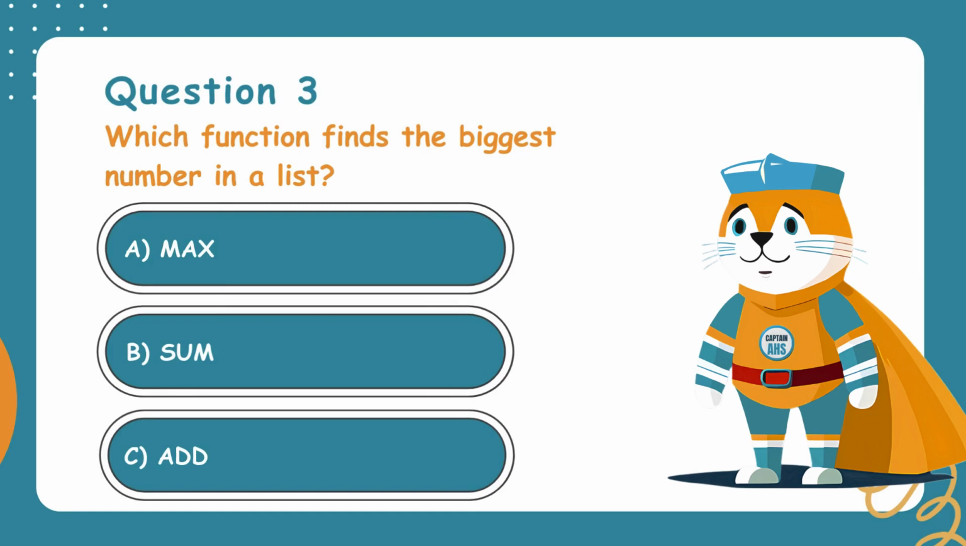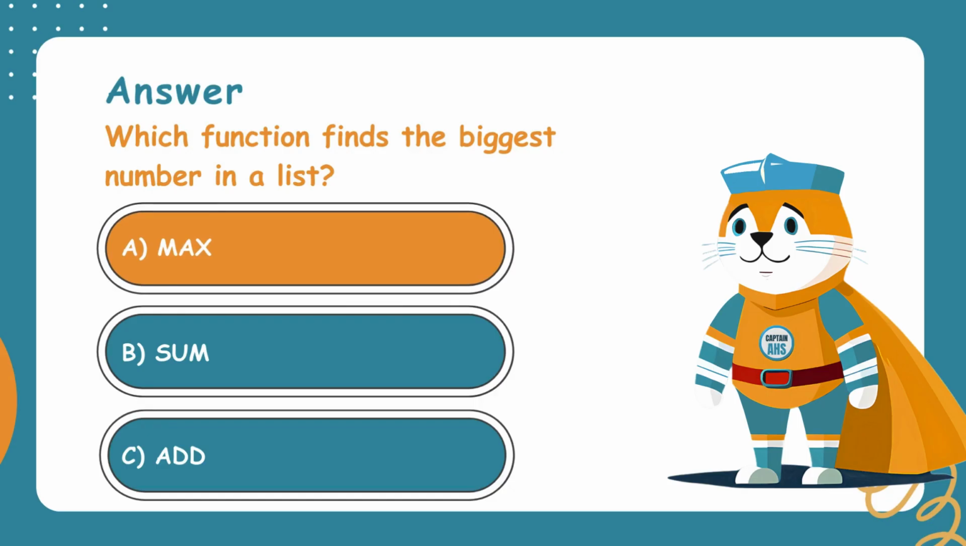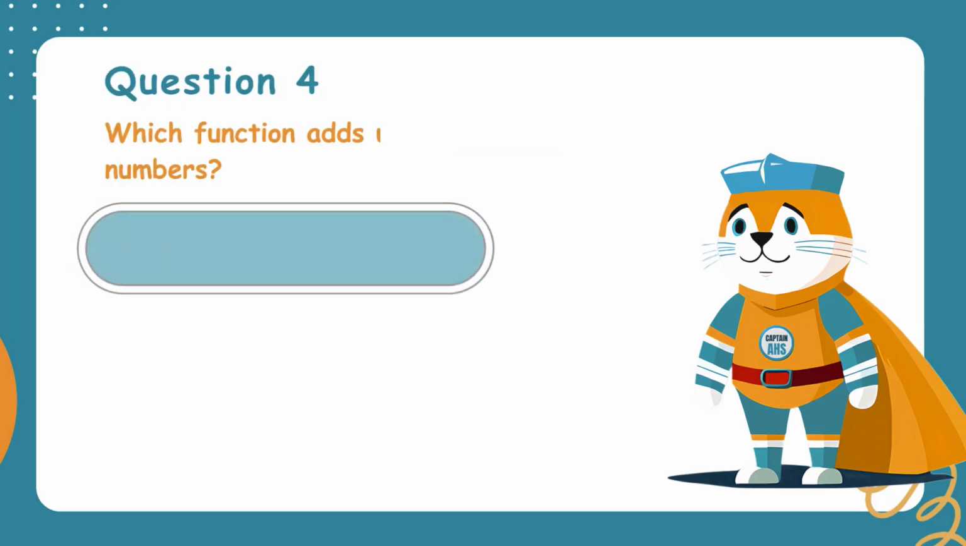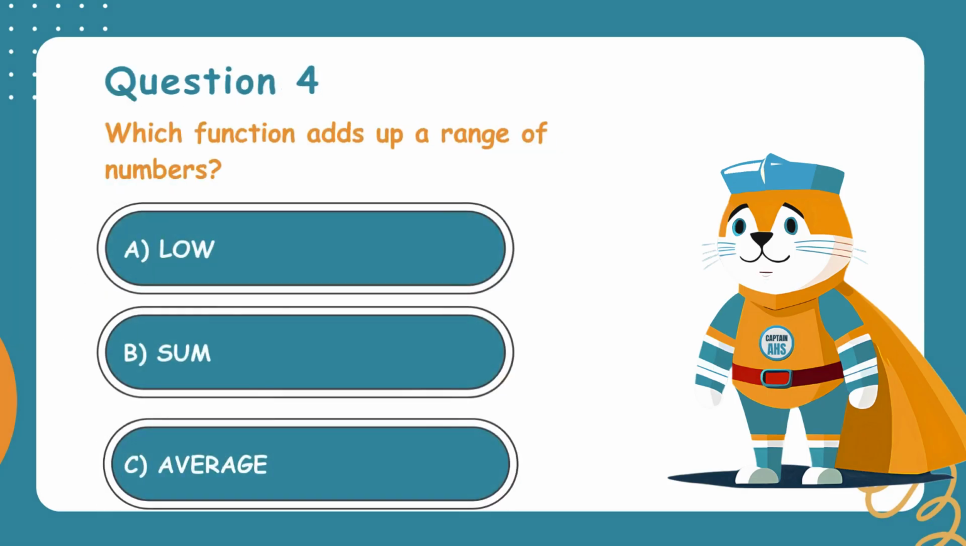Which function finds the biggest number in a list? Option A, max. Option B, sum. Option C, ADD. Option A, max.